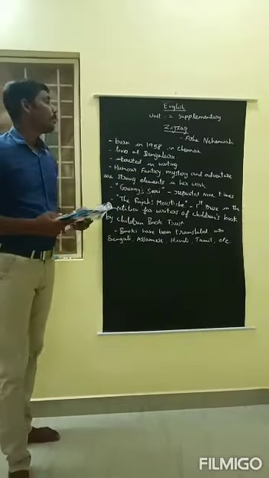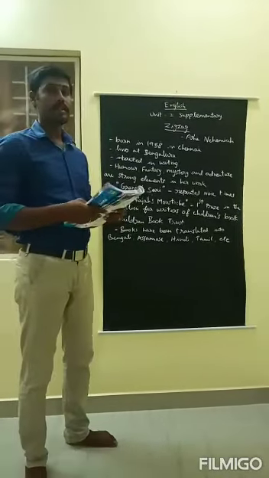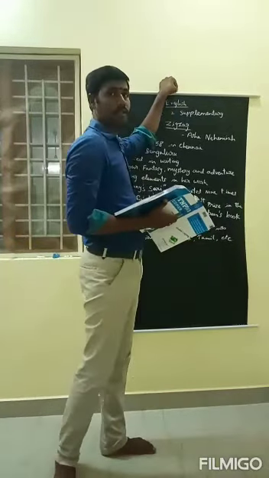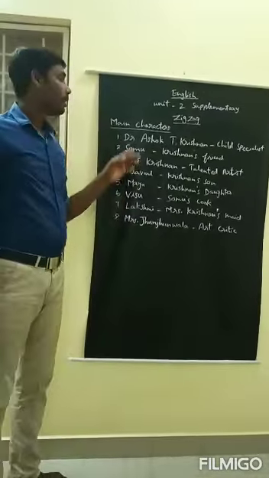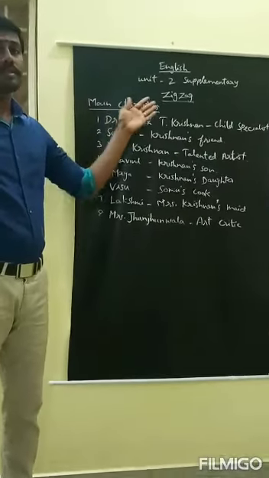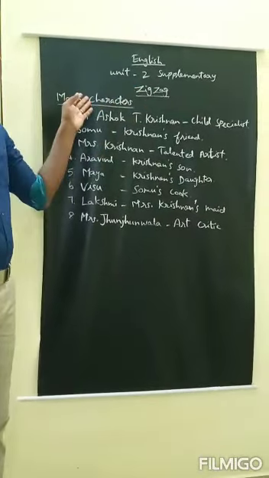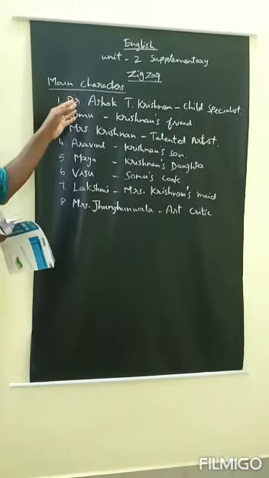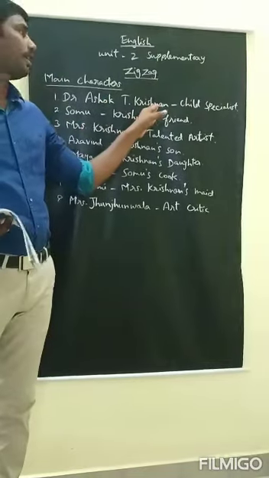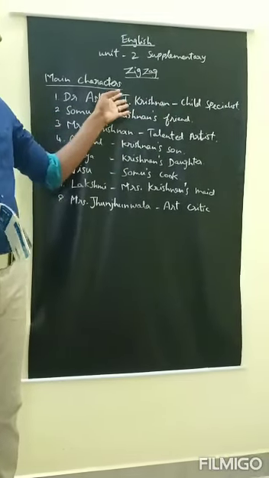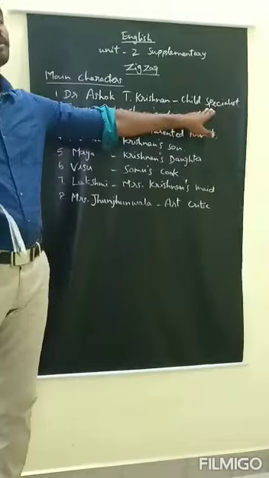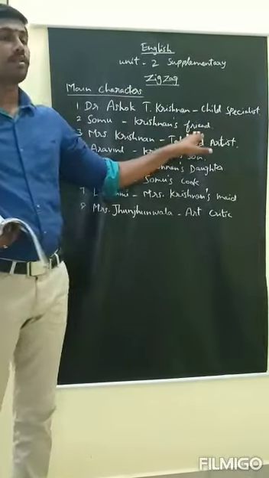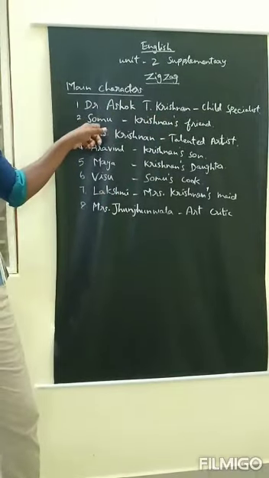Now we will see the lesson, supplementary Zigzag. Here are the main characters of the story. The main characters are Dr. Ashok T. Krishnan, a doctor and child specialist, and Somu, Krishnan's best friend.